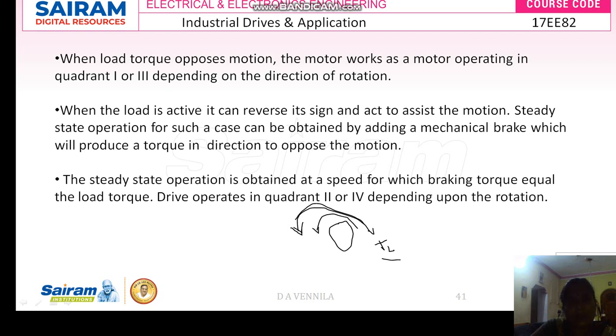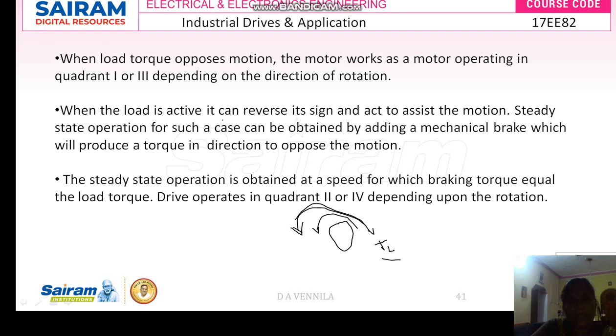I've told that if the drive rotation is reversed, the load torque sign should not change. That is nothing but active load. What is meant by active load torque? When the drive rotation is reversed, the load torque sign should not change. That is nothing but your active load torque. That's what is given.